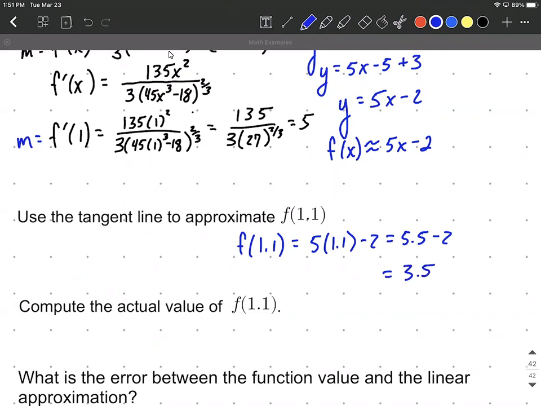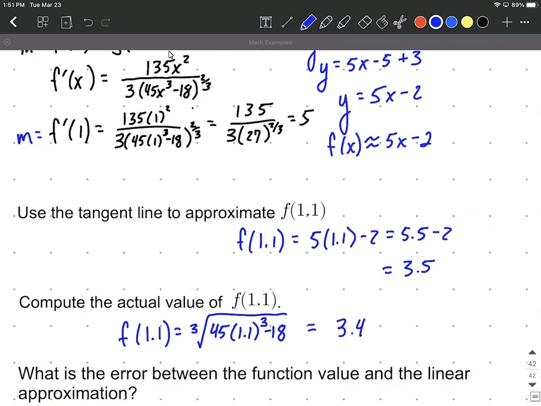Let's next compute the actual value of f of 1.1. The actual value is when you plug into that cube root function. So we're going to take the cube root of 45 times 1.1 cubed minus 18. That was the original function I'm just plugging back into. Get the calculator out, and this is approximately, I'm going to use equal signs for now, 3.473127539.